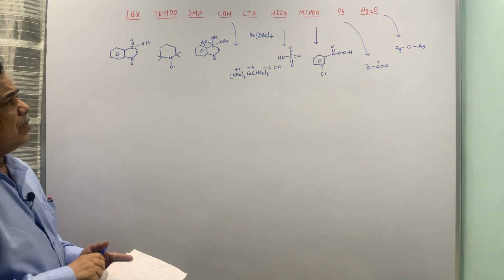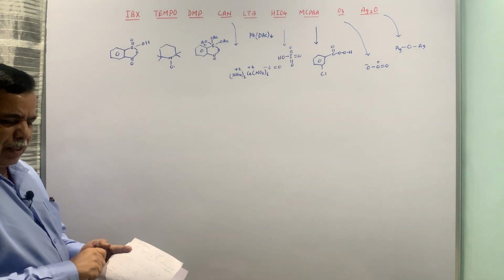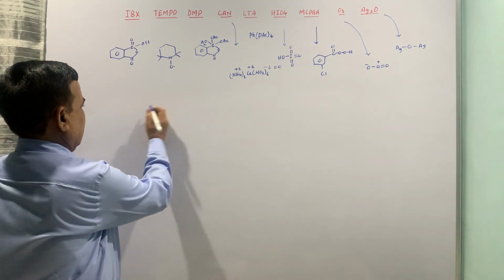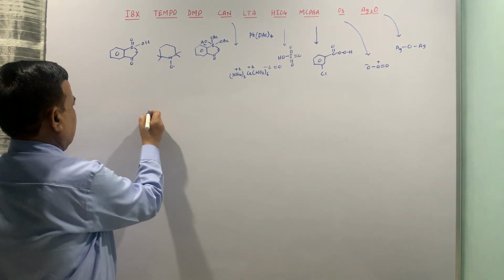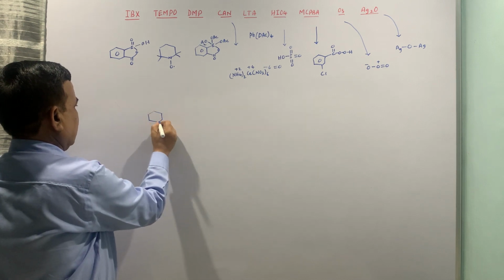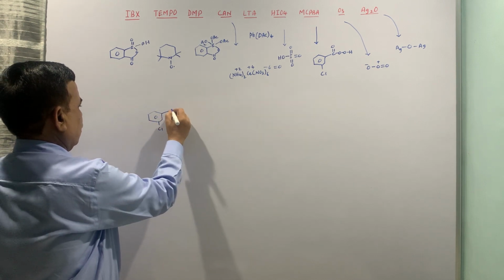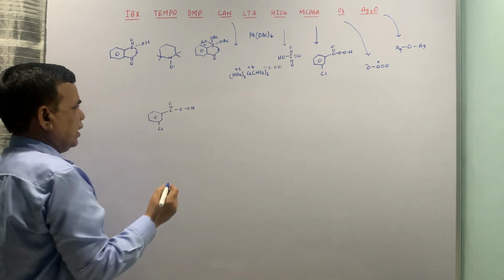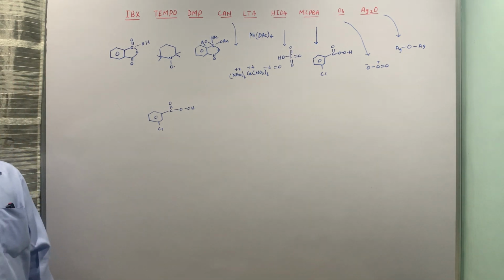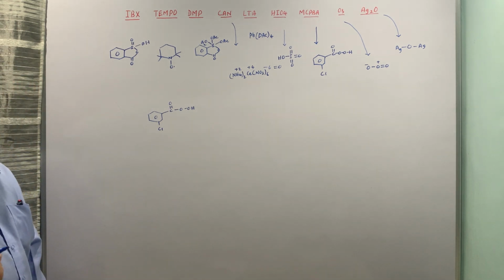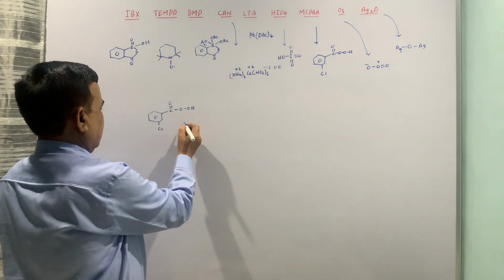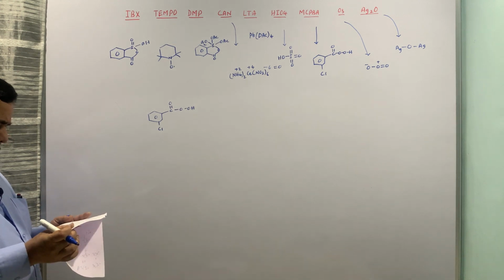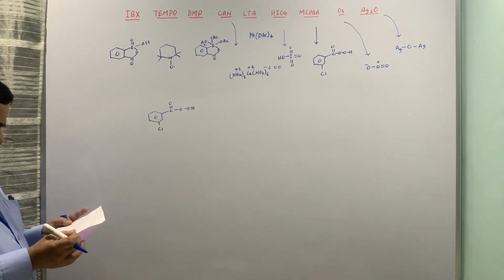Now the reagent MCPBA. This MCPBA reagent we have already seen, but since it is coming in the list, let me put it. MCPBA stands for metachloroperbenzoic acid. Now a peracid is CO3H, not CO2H. CO2H is acid, CO3H is peracid. Once this is there, we have seen it with the olefin. Today also I will show it with olefin only.